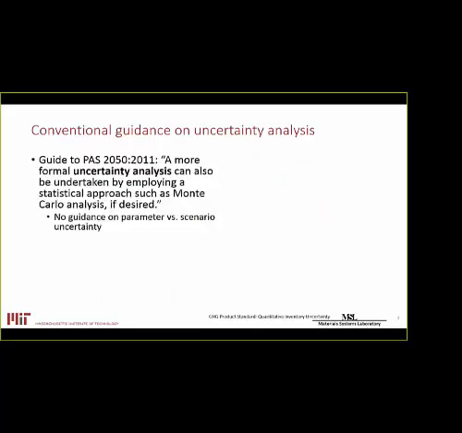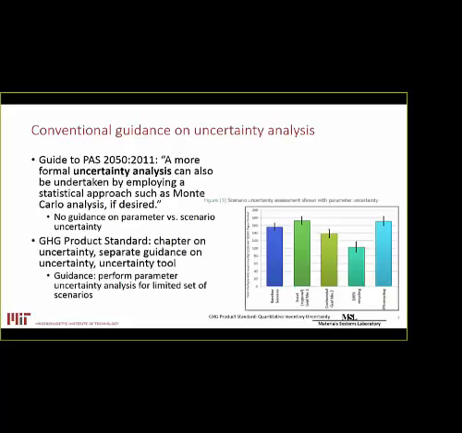Fortunately, some of the standards that have come afterwards have gone into this in a bit more detail. The PAS 2050 standard out of the UK also recommends a more formal uncertainty analysis should be done, but they don't really give much guidance on how you differentiate some of those different types. The greenhouse gas product standard, which came out in the early 2010s.